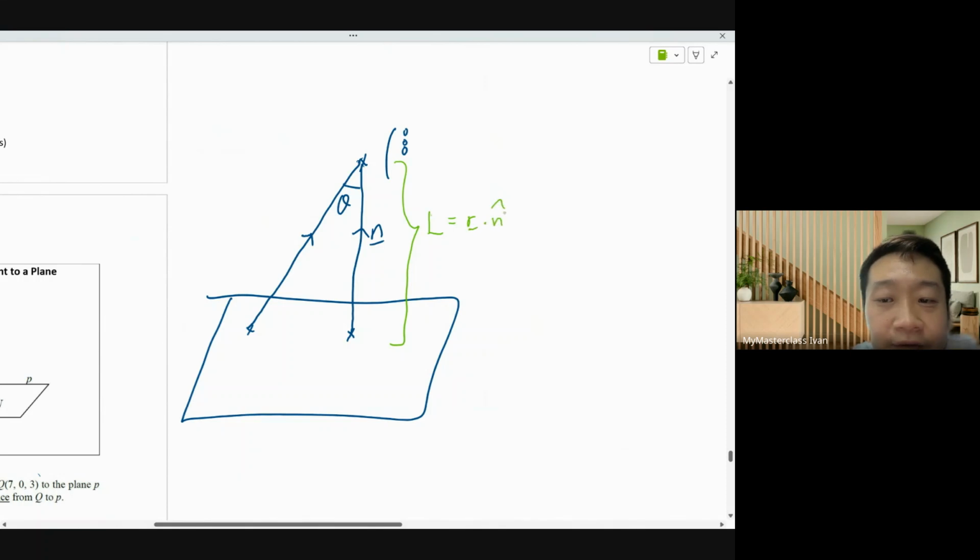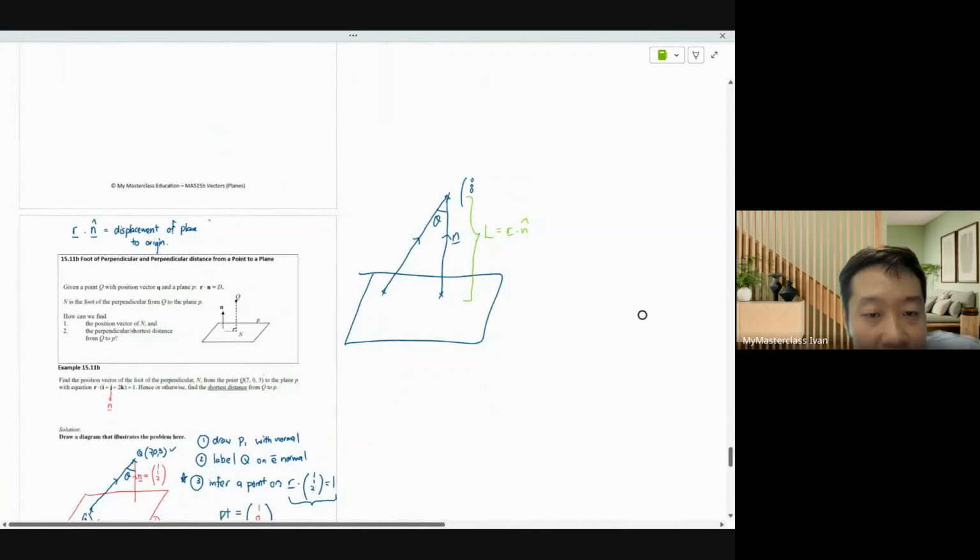So the length of projection is r dot n hat. Right now this one doesn't matter.